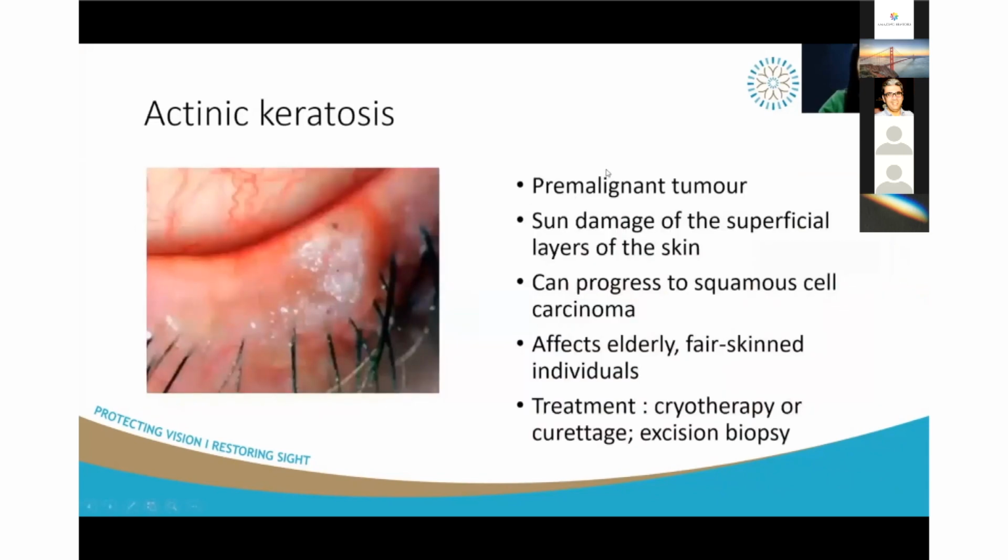Actinic keratosis, also called solar keratosis, is associated with chronic sun exposure. It is a pre-malignant or precancerous tumor. Sun damage of the superficial layer of the skin can progress to squamous cell carcinoma. It usually affects elderly, fair-skinned individuals. Treatment includes cryotherapy or curettage and excision biopsy.